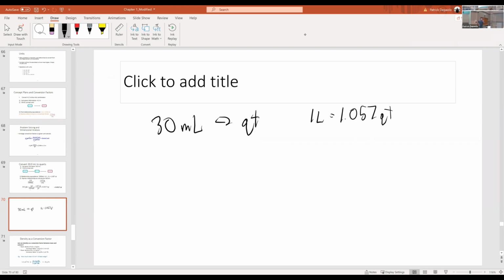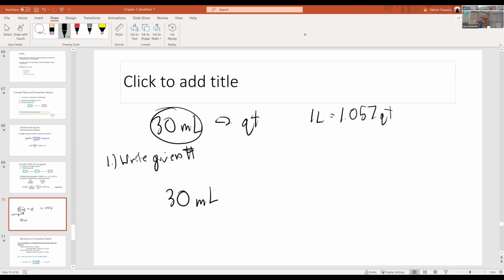Okay, so what we do first, all the time, is the first step is write down your measured number. So write the given number. The given number that you have to convert is 30. So you write down 30. And always include the unit.